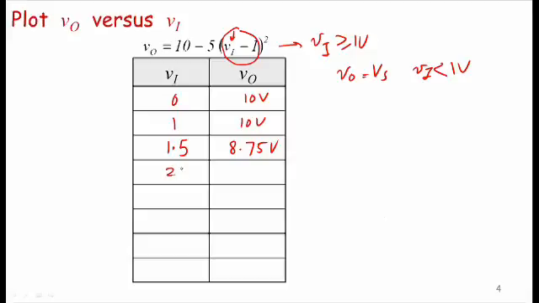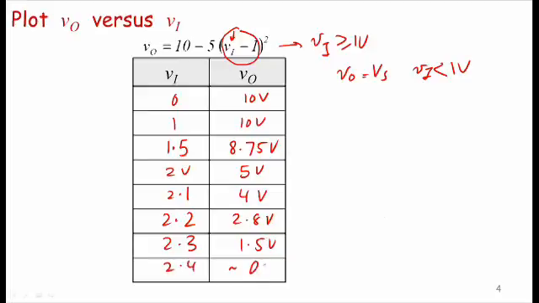If this is 2 volts, I'm going to get 5 volts out here. If it's 2.1, I'm going to get 4 volts out here. If it's 2.2, I'm going to get 2.8 volts. If it's 2.3, I'm going to get 1.5 volts. And if it's 2.4, then I get down to almost 0 volts. So this is what I have.